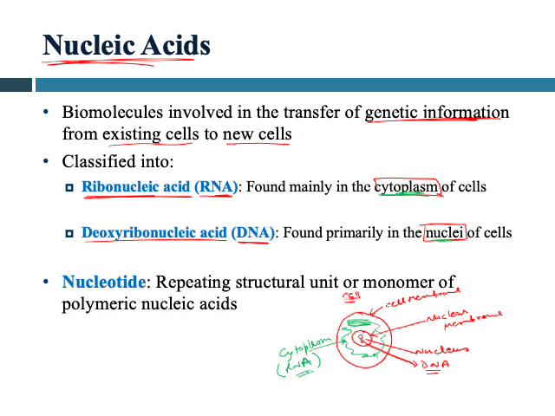Now let's talk about a special term called nucleotide. A nucleotide is a repeating structural unit, or monomer, of a polymeric nucleic acid. We're going to talk about this nucleotide in the next slide. Let's go to the next.